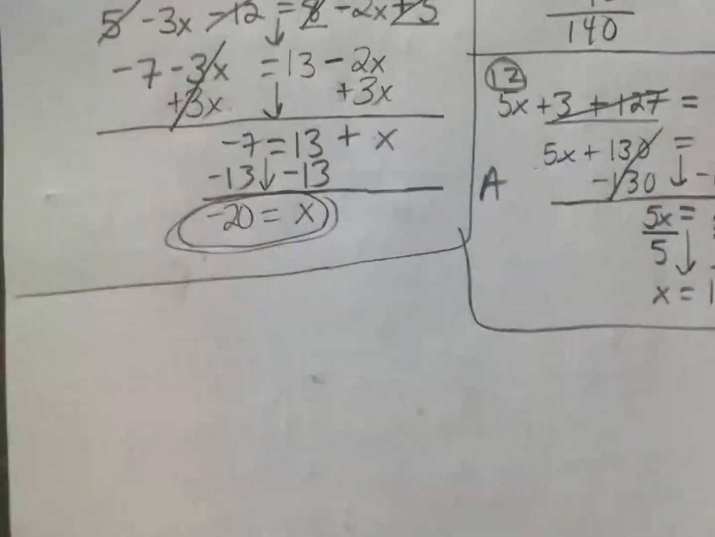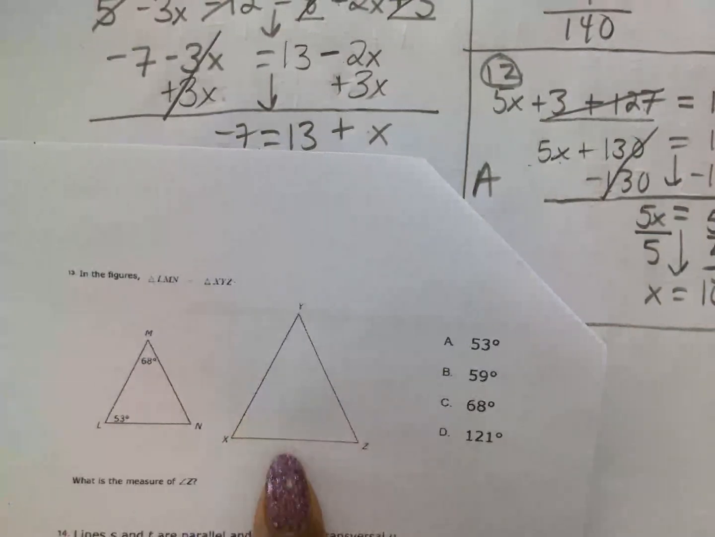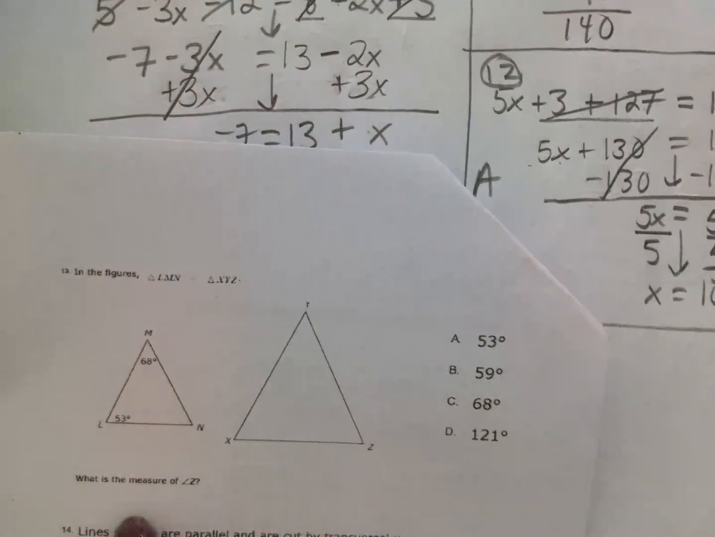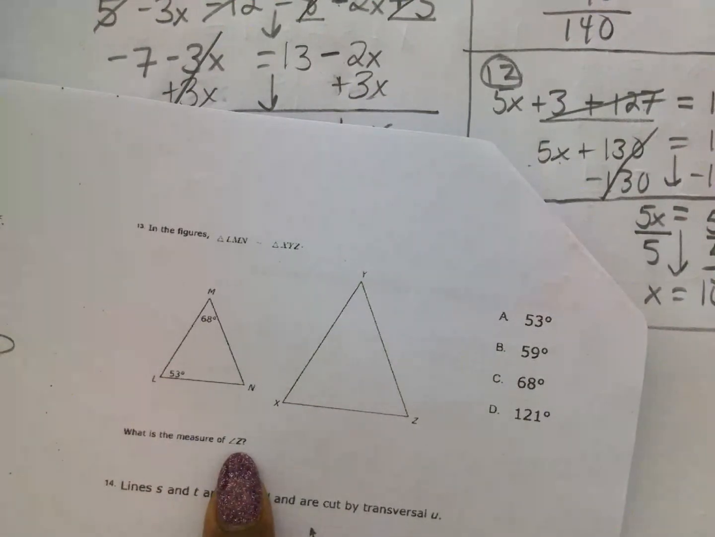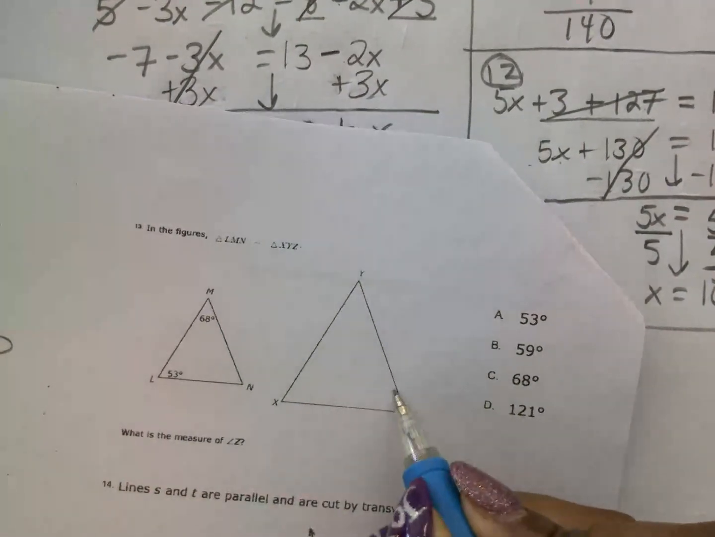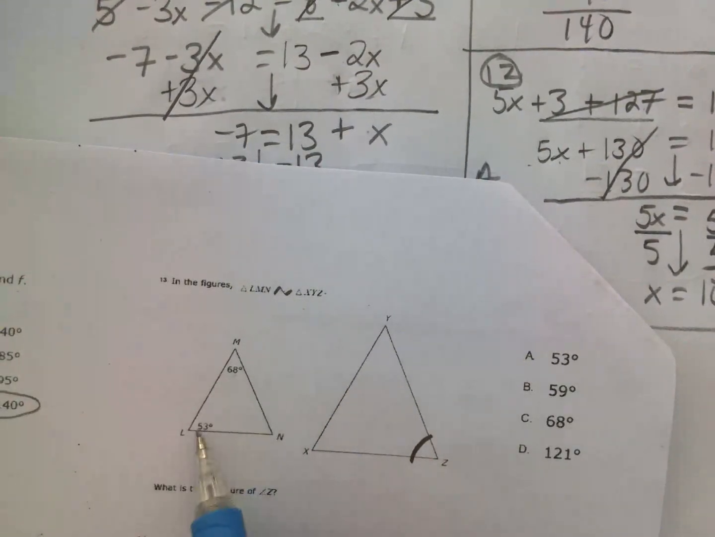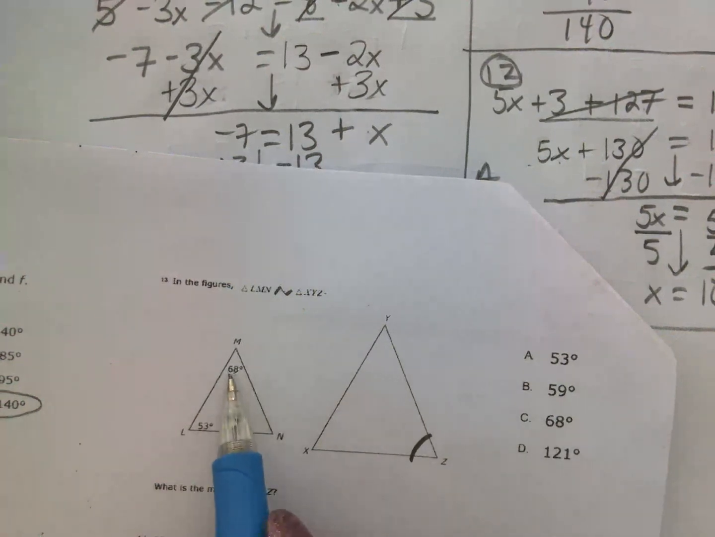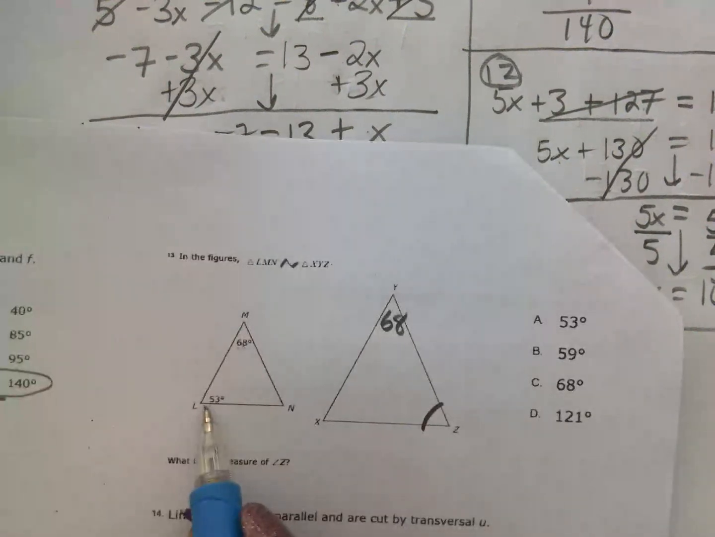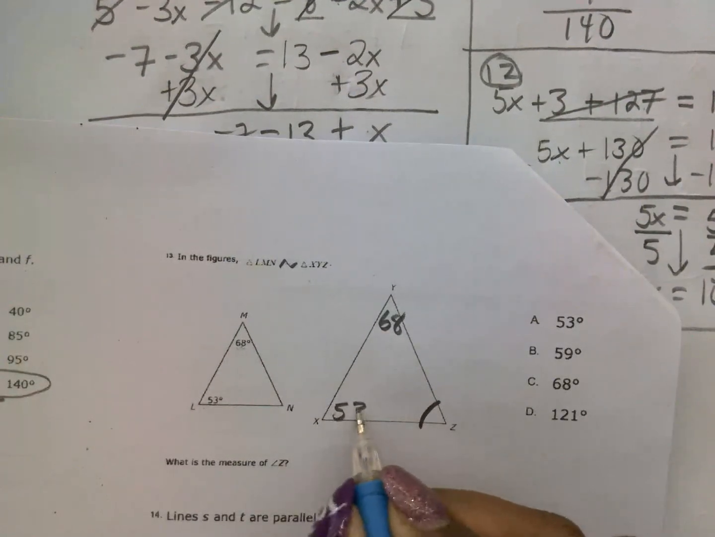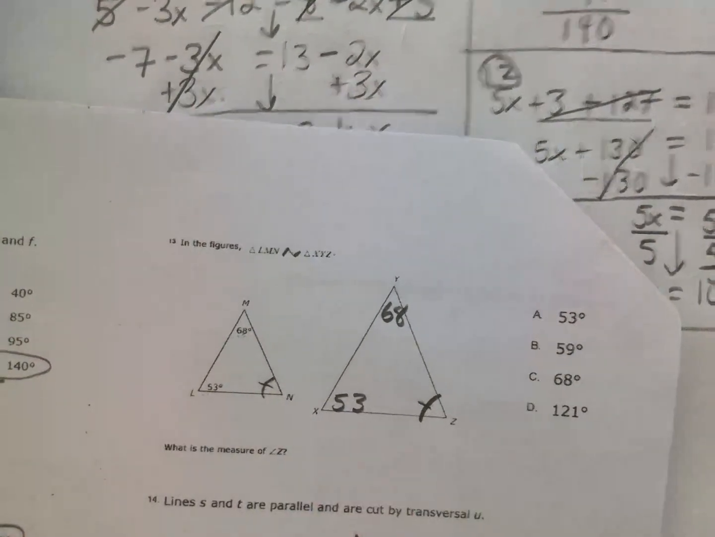Let's keep going. Number 13. It says, what is the measure of Z? Where is Z? Z is over here. Remember, it's saying that they are similar. That means they're proportionate. That means if this angle is 68, this angle is 68. If this angle is 53, this angle is 53. So these two angles would have the same measure.